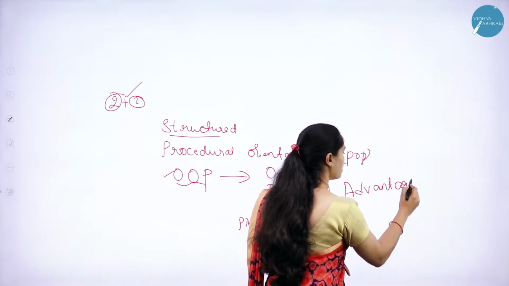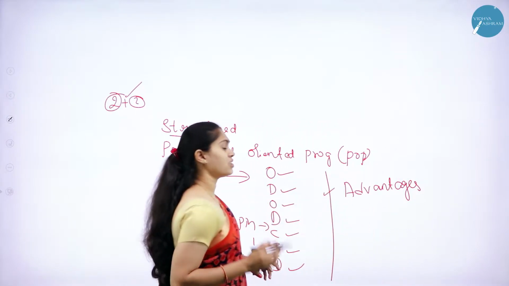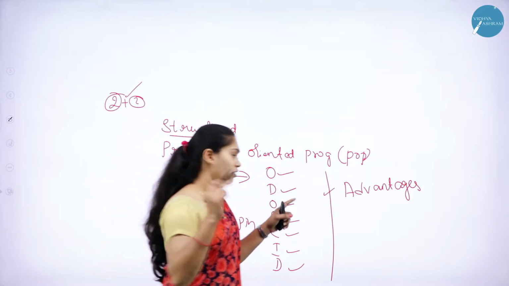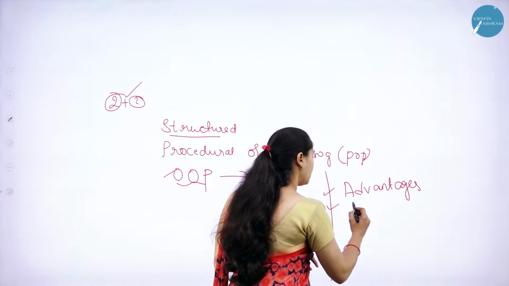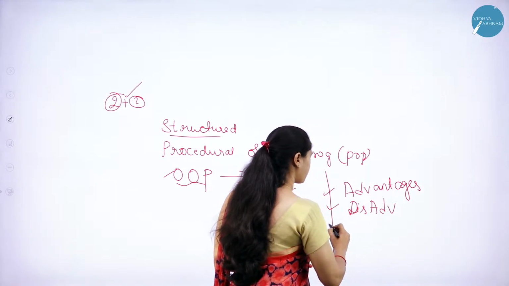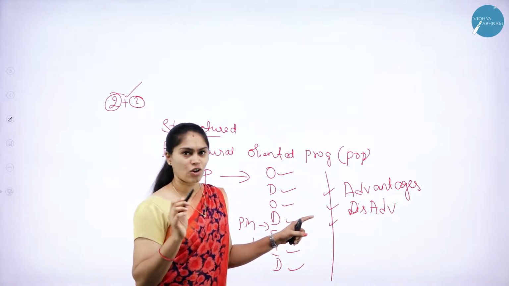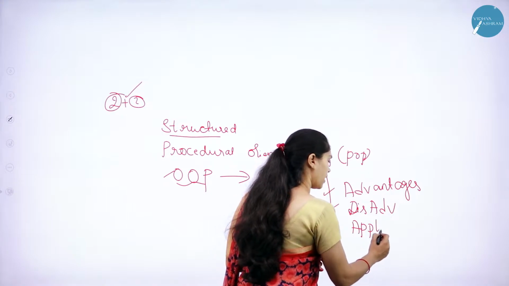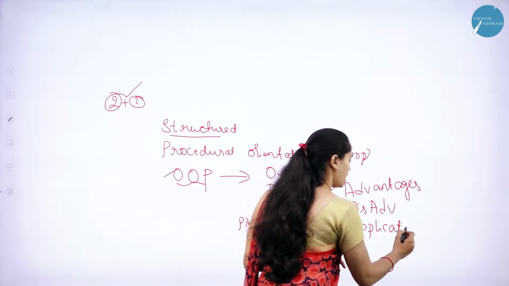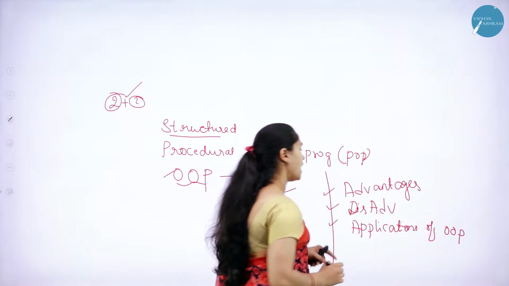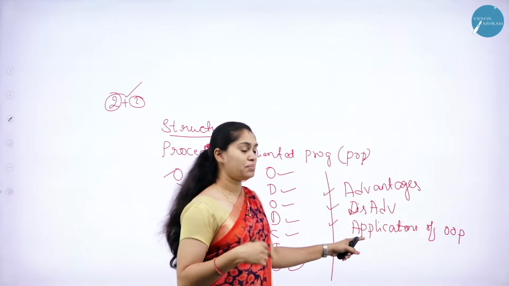So what do we have to concentrate on? We have to think about the advantages of OOP over POP, and we have to remember the limitations or disadvantages of OOP. Then, without missing, you have to understand the applications of OOP. So remember, dear students, advantages are different and applications are different.